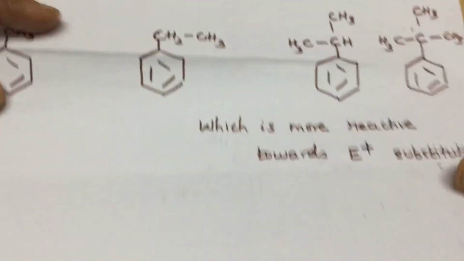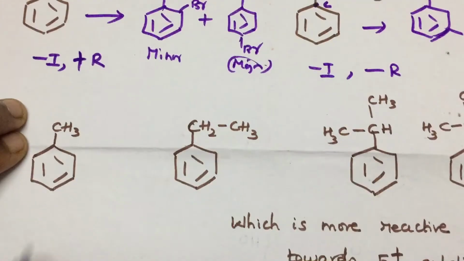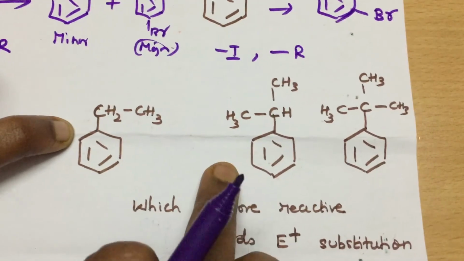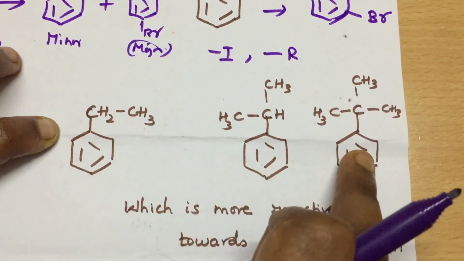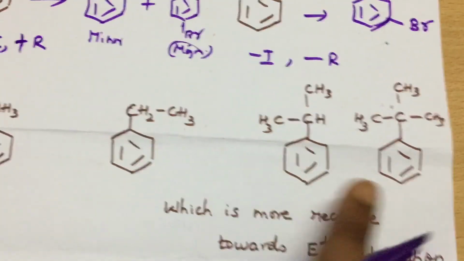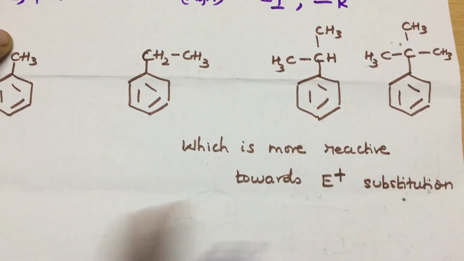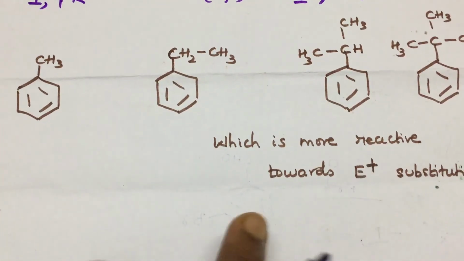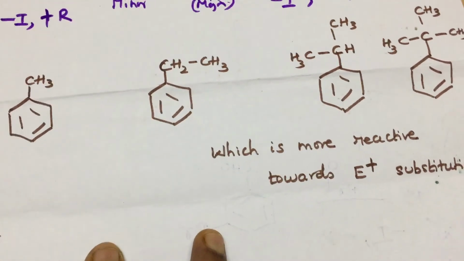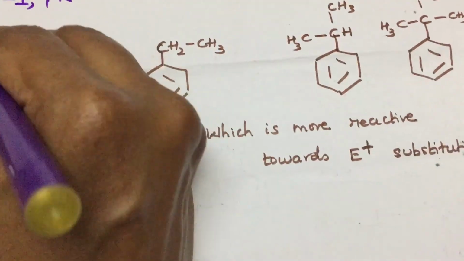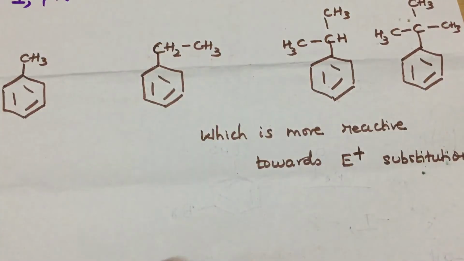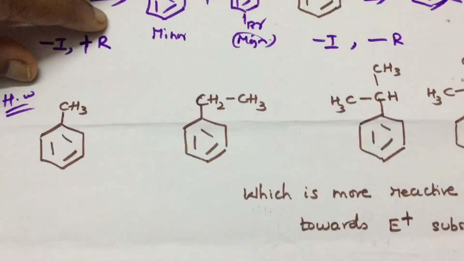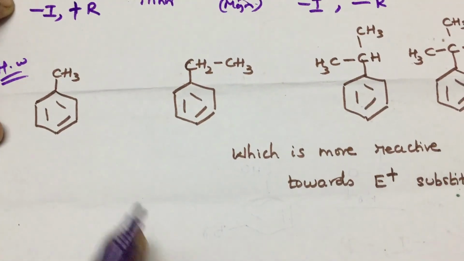And one more thing, this is toluene, this is ethyl substituted benzene, this is isopropyl substituted benzene, this is tertiary butyl substituted benzene. Which is more reactive towards electrophilic substitution? And one more question I'm going to tell you. This is a test yourself question. In the next video I will post the answer because it is taking a lot of time, no? So I will post the answer in the next video.